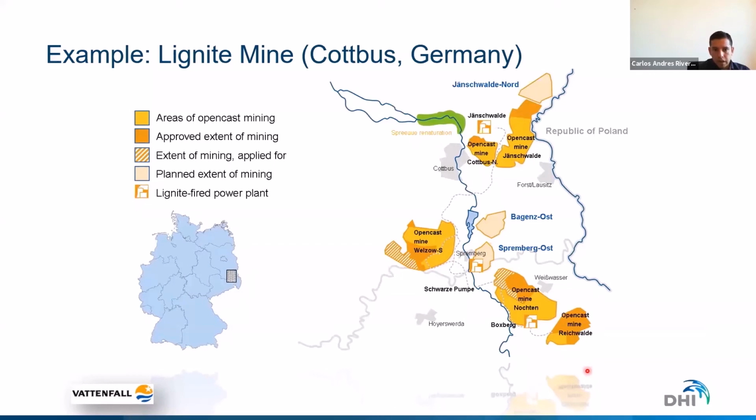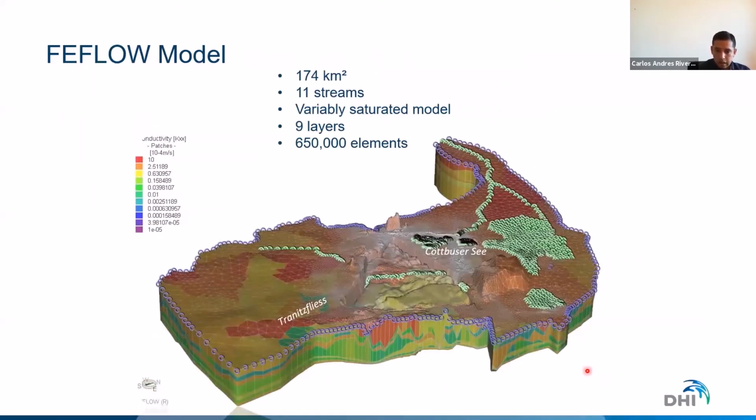One example here from Germany is a lignite mine, which was closed a long time ago. So we built a FEFLOW model here. We have a lake, the Cottbus Lake. The area of the catchment is about 174 square kilometers. We have a few streams and some main rivers, so we have about 500,000 elements in the system. So still the model is relatively small, and this is a distribution of conductivity, and the green areas are the different lakes that we have here.